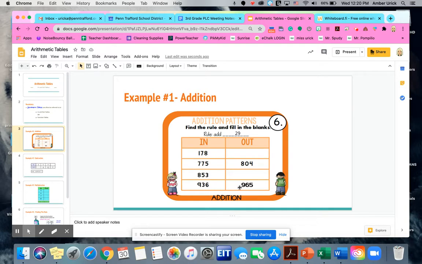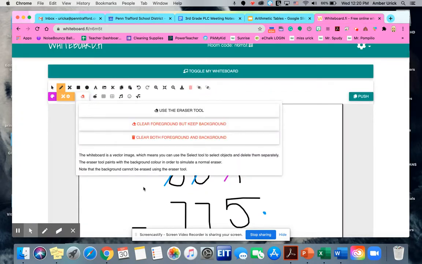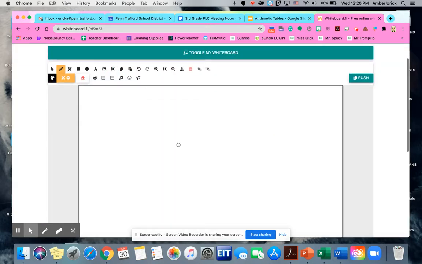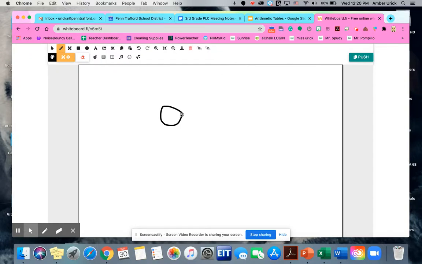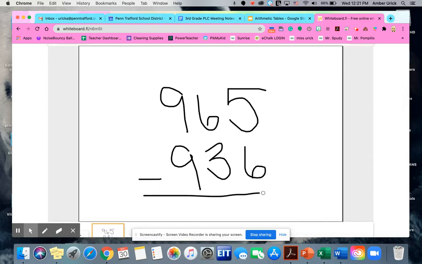So let's double check this down here. We still have to work in reverse. We need to take 965 and subtract, just to double check that the rule works, okay? Because they may have made an accident or mistake, right? So let's just double check to make sure they didn't make a mistake. So we need to make sure. Let's take 965 and subtract 936. Don't mind my beautiful writing here, correct?